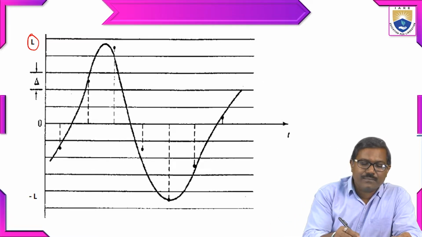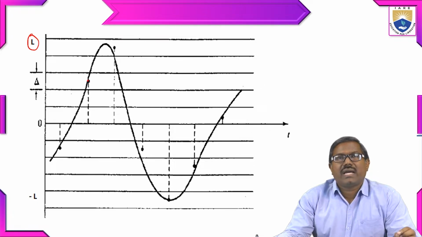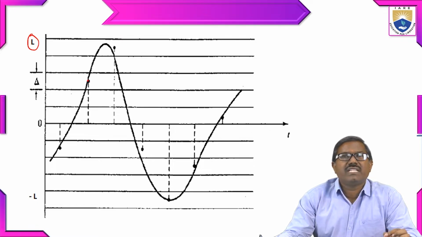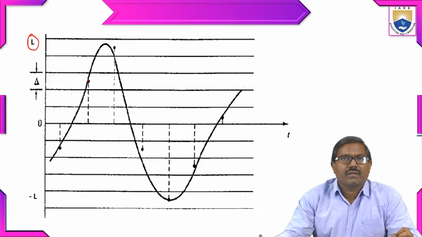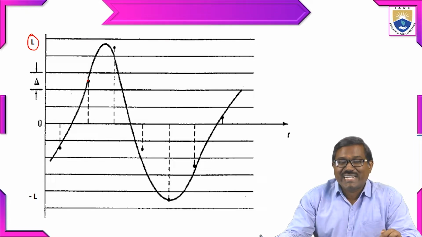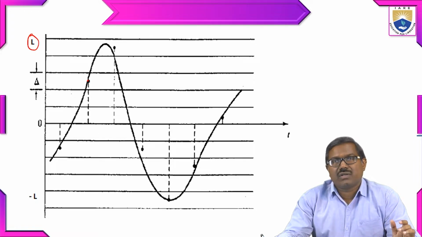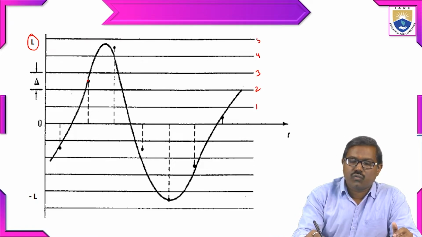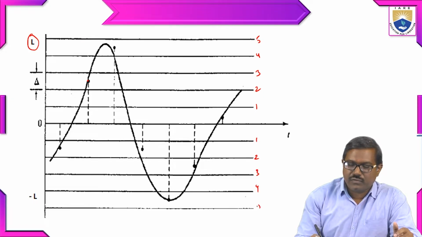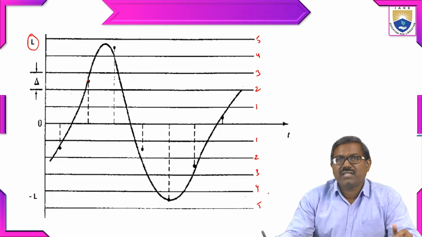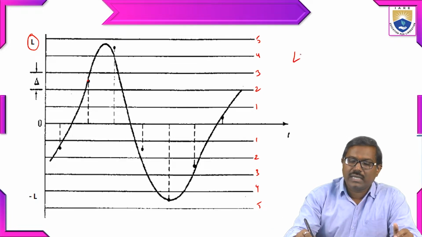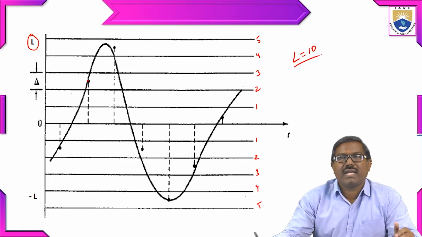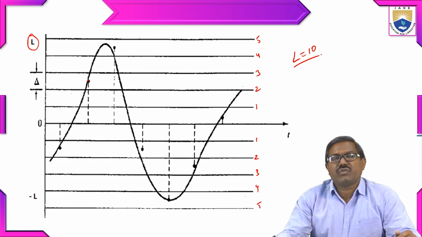So here you can see, in between these two levels. Here I am using 10 levels. You can see 1, 2, 3, 4, 5. Again on the other side I am using the same 5 levels. So how many levels am I having? Totally my L is 10. My L is 10 levels I am using.